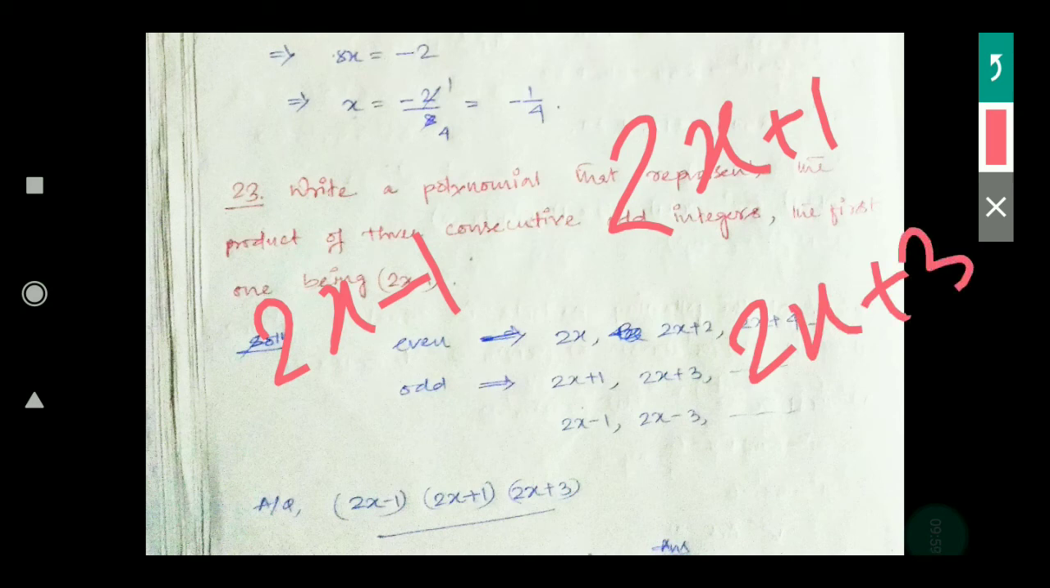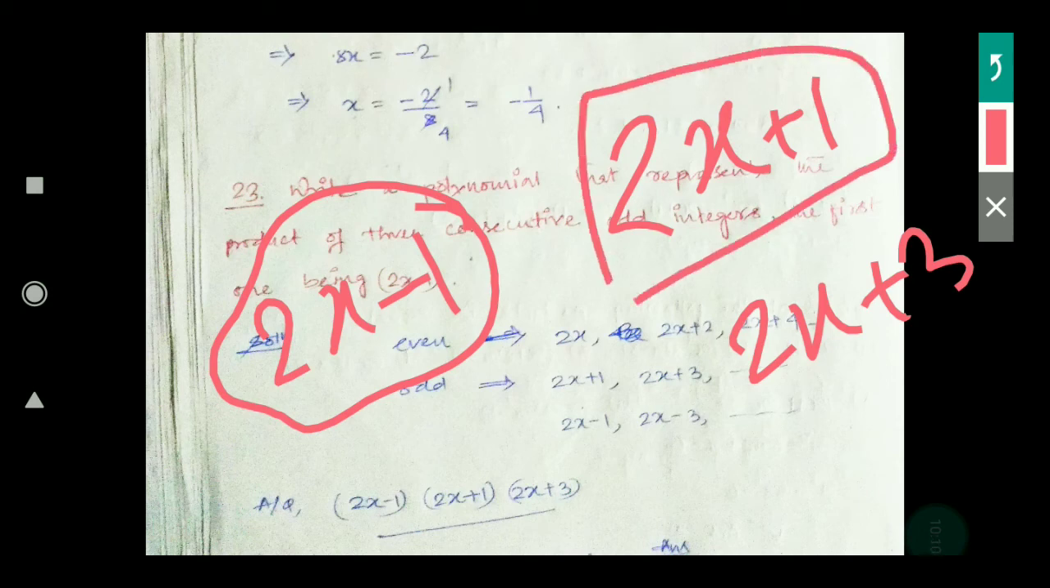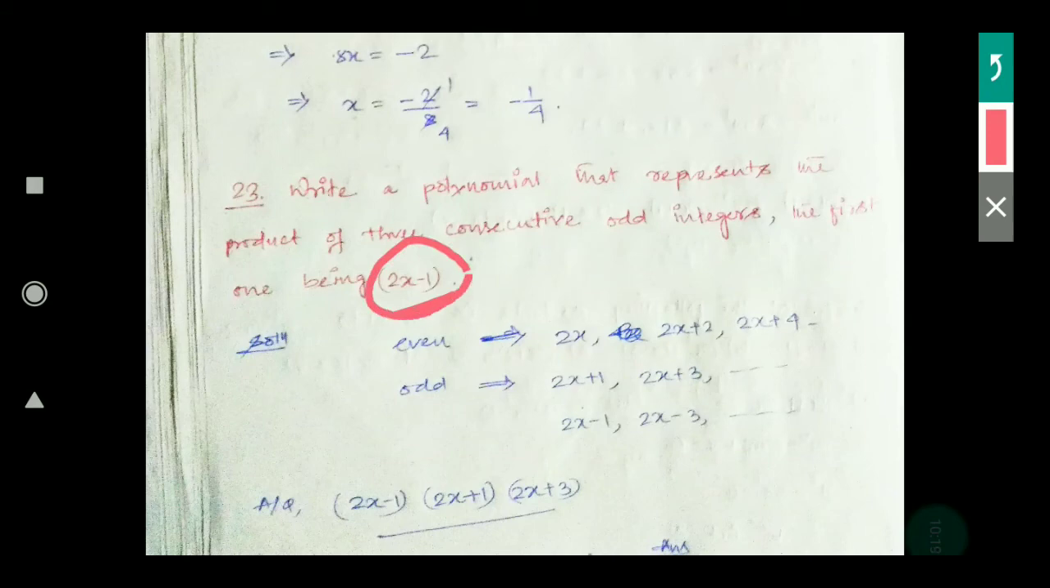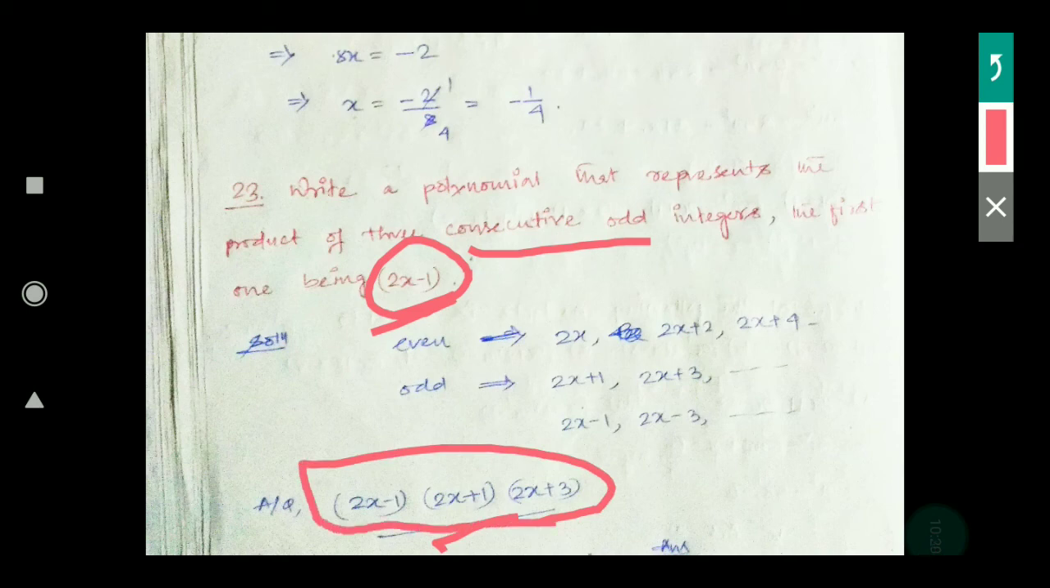Okay, so see the question, it is given that your first odd number is 2x minus 1. So what will be next to that? Obviously it will be 2x plus 1, and next to that one it will be 2x plus 3. The question asks for the product of 3 consecutive odd integers. So if the first one is 2x minus 1, the second one will be 2x plus 1, the next one will be 2x plus 3. So you have to do the multiplication of these 3 terms.